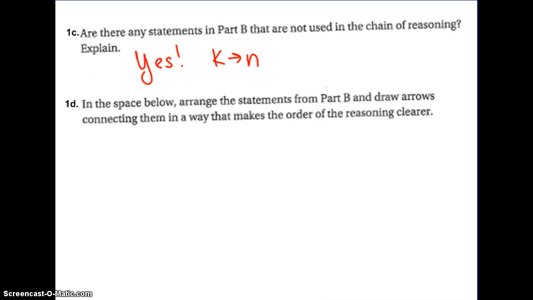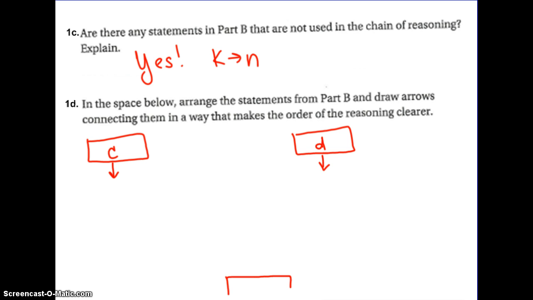Alright, so in the space below, we're going to draw basically what is called a flow chart. Okay, so I want you to pause it and give it a shot. Basically what you're doing though, you have C and you have D. Draw a connection from here all the way down to Z. Okay?